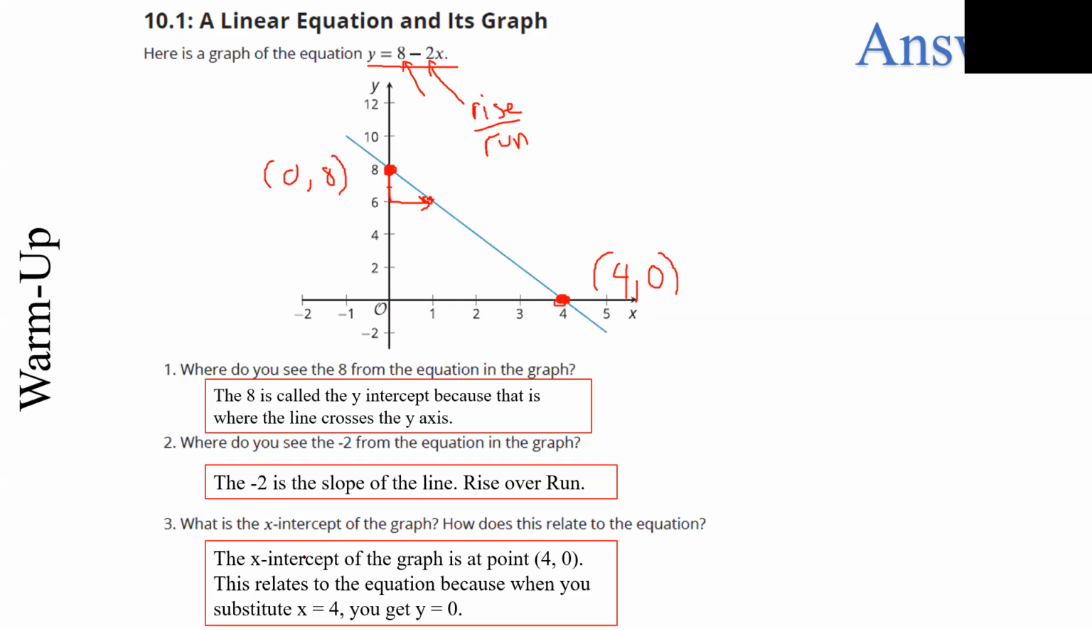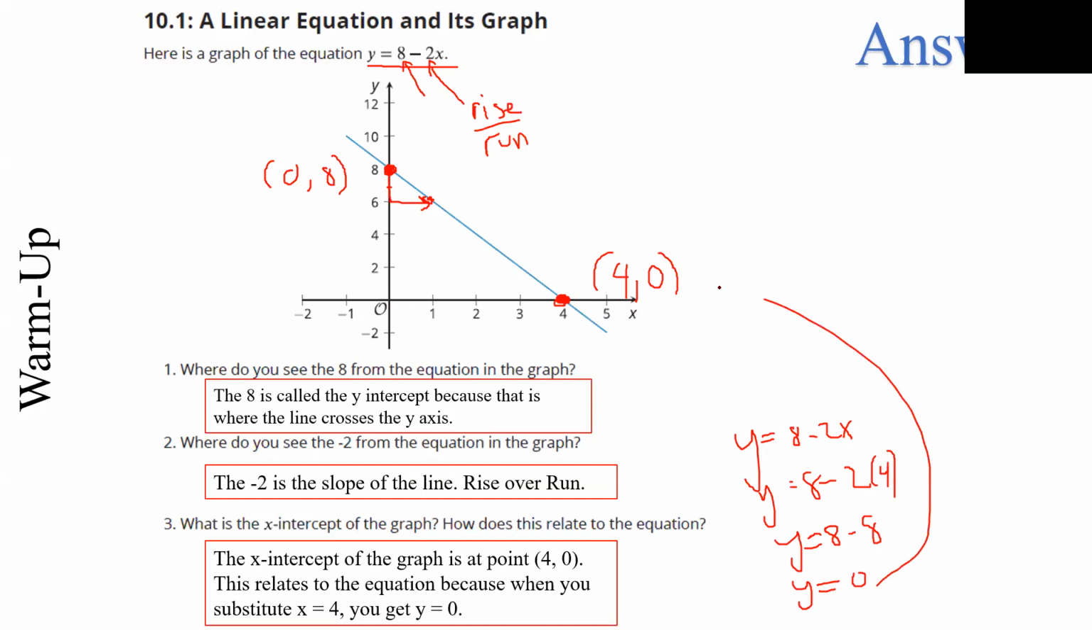And how does it relate to the equation? It relates to the equation because if you were to plug in a 4, in your equation y is equal to 8 minus 2x, into our x, we would get y is equal to 8 minus 2 times 4, which is 8, and 8 minus 8 is equal to 0, which is what this point right here is. So that is your warm-up.